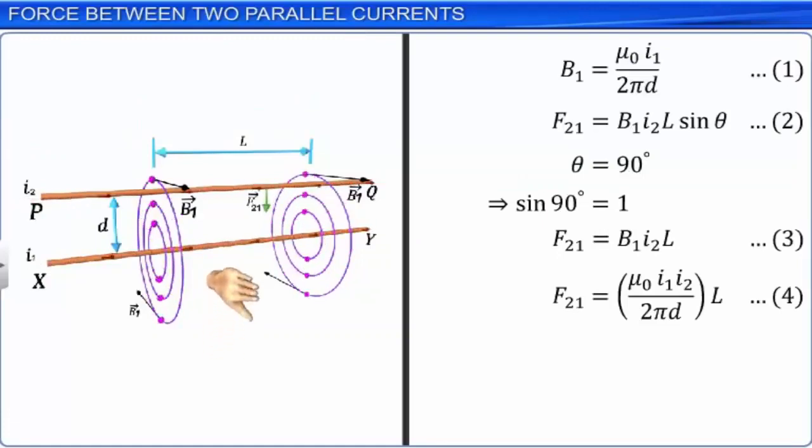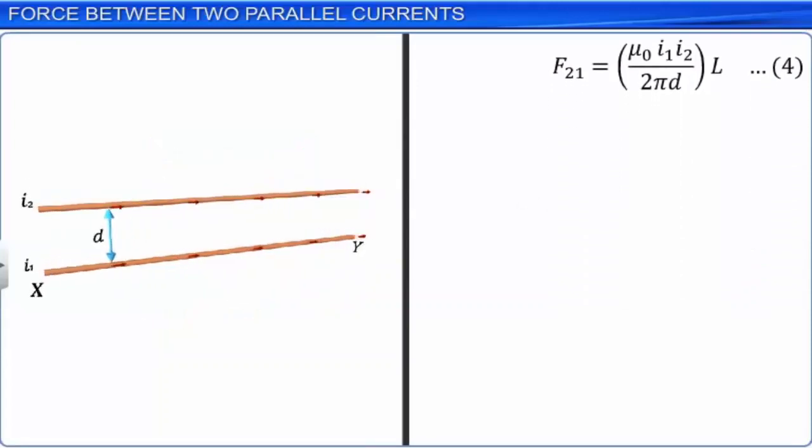According to Fleming's left-hand rule, stretch the three fingers, thumb, forefinger, and central finger of your left hand mutually perpendicular to each other. If the central finger represents the direction of the current and the forefinger represents the direction of the magnetic field, then the direction of the thumb represents the direction of the force acting on the current-carrying conductor. Thus, the force F21 is directed towards the conductor XY.